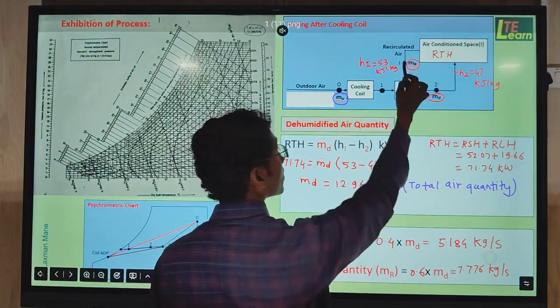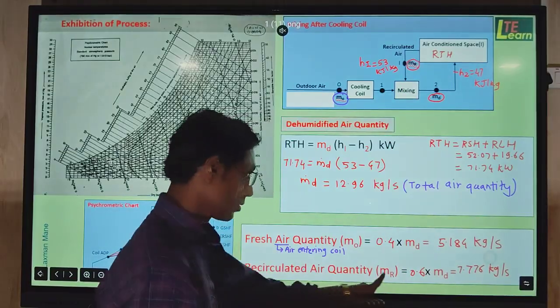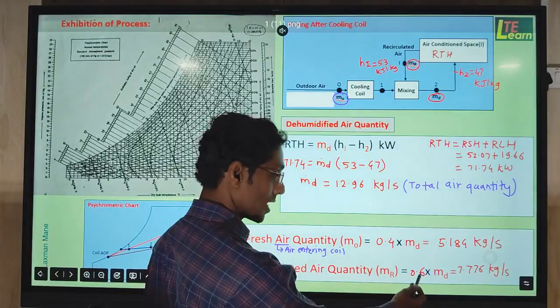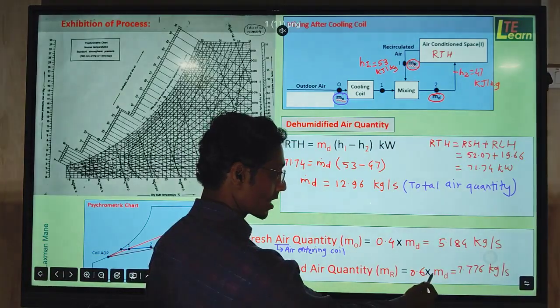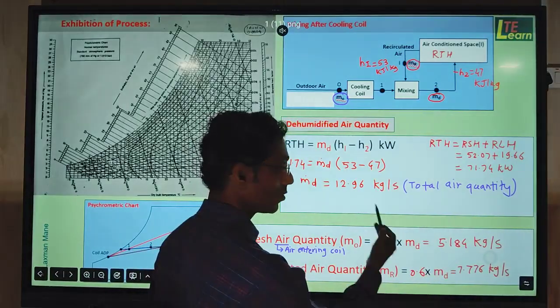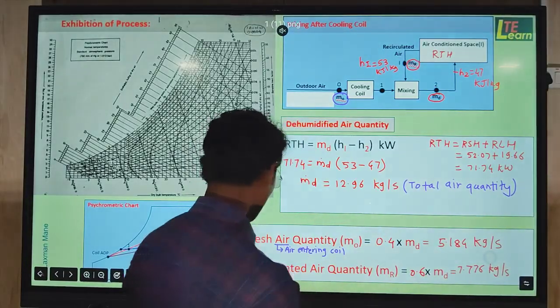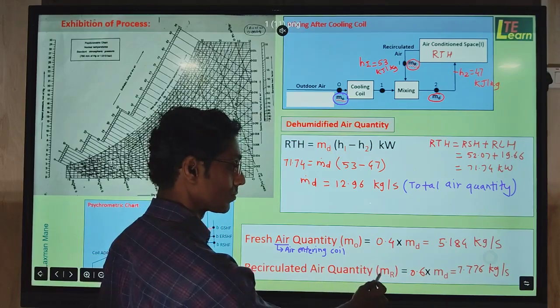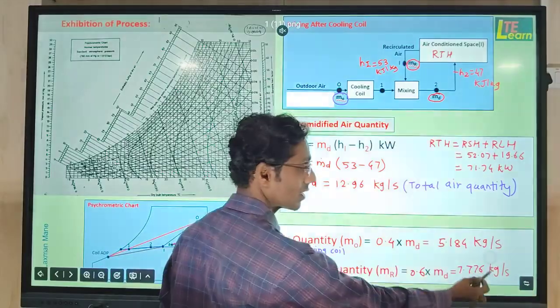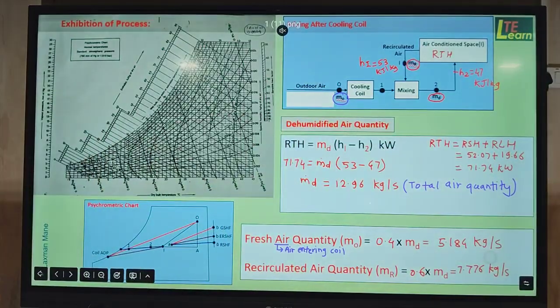Now to find the return air quantity we use the formula: percentage return air multiplied by the calculated value of dehumidified air. By putting the values over here, we get the recirculated air quantity. Now both these quantities, fresh air and return air, we find in kg per second.